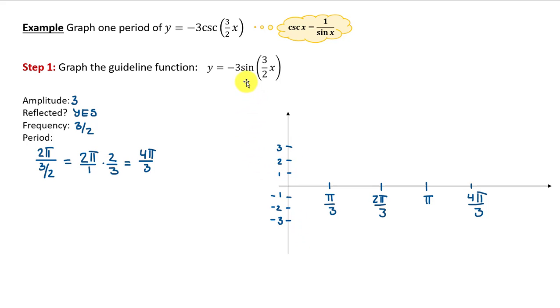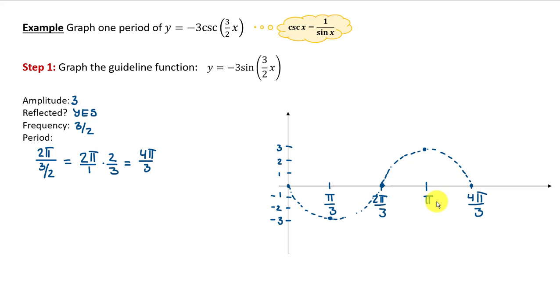Since the guideline function is the sine function, the first key point of the graph will be at the origin. Since we're looking at the reflected sine function, next will be the minimum point. Then back to 0, maximum point, and then 0 again. Okay, so here's the graph. I've used the dashed line because this is just the guideline function.